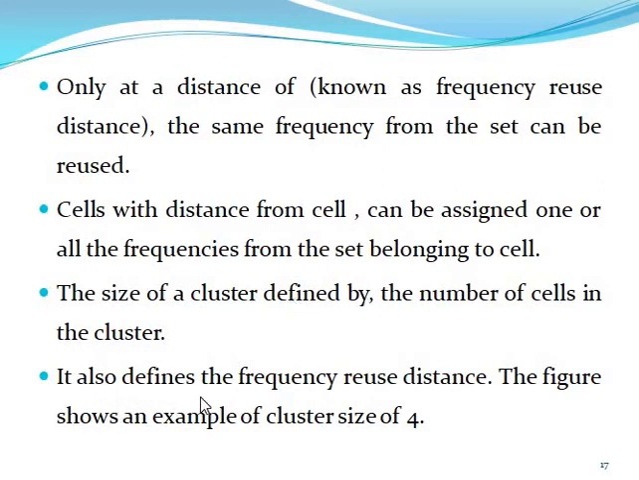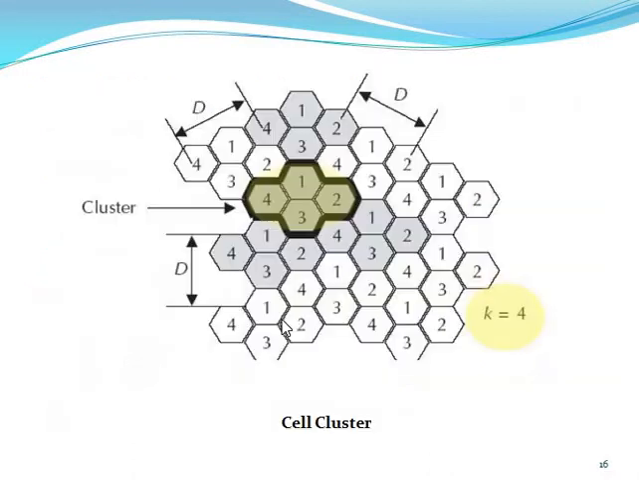It can also be defined as the frequency reuse distance, as shown in the figure for cluster K equal to 4. You can see that this is one cluster. This cluster is occupied by the nearby cells, and this distance frequency cell is used for the cluster frequency. So this is the importance.